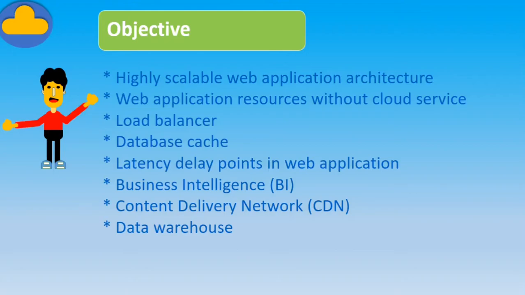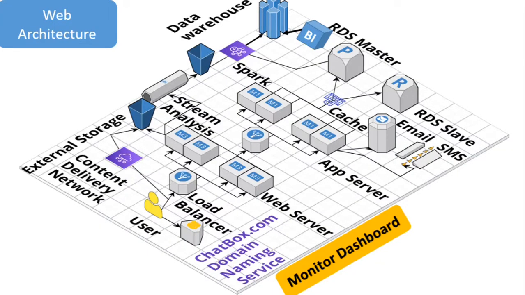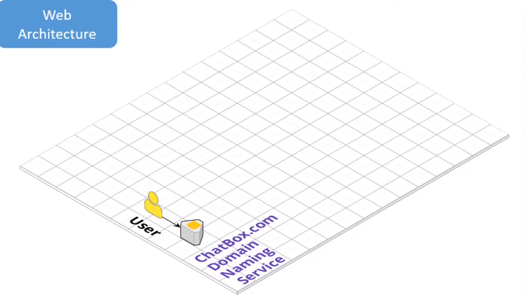Let's take an example of a chat box web application where a user can log in, add a group, and chat with friends. The user can add media or video files. We will add more complexity and requirements later. So here is the high-level architecture of our chat box web application. Let's go deep into each step here.